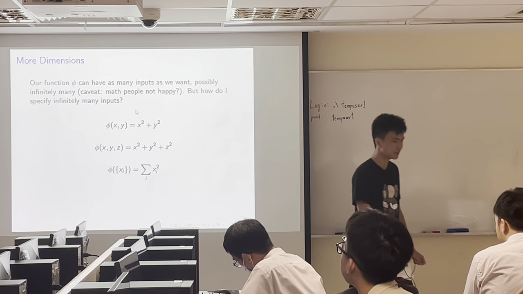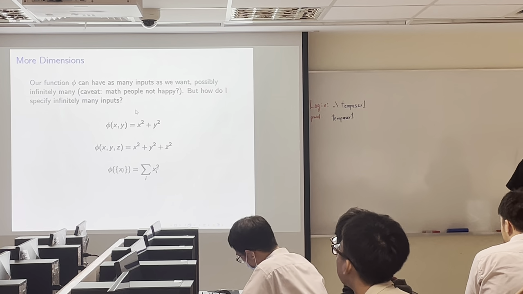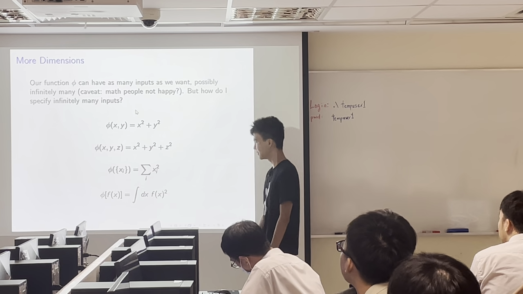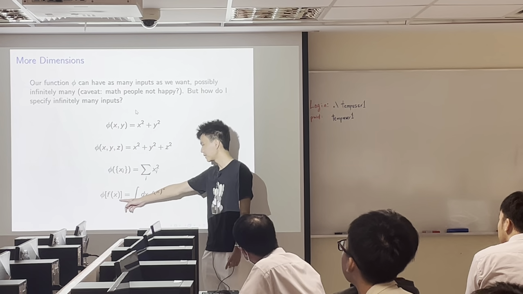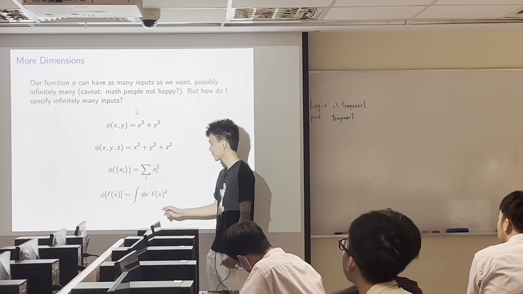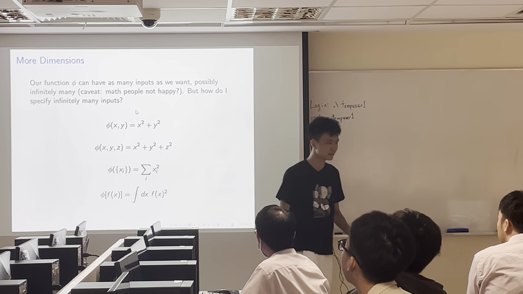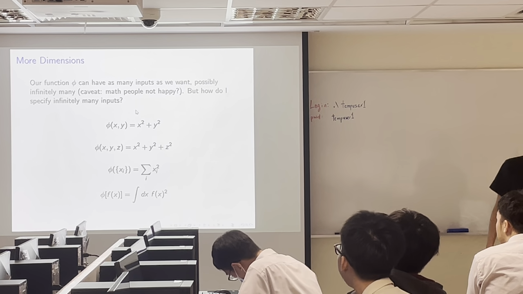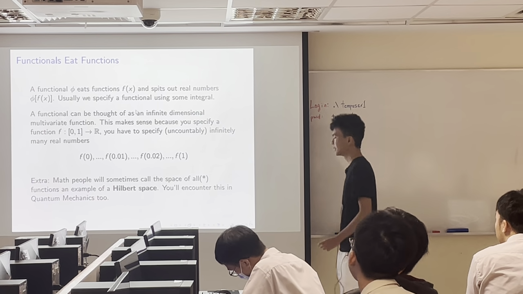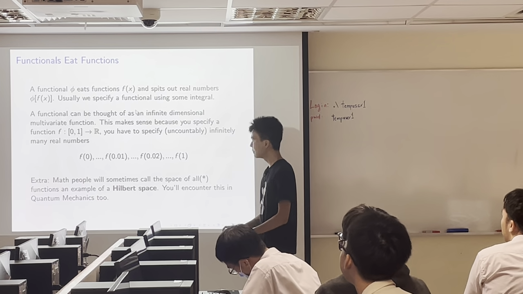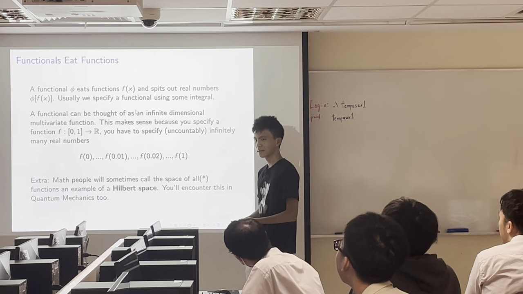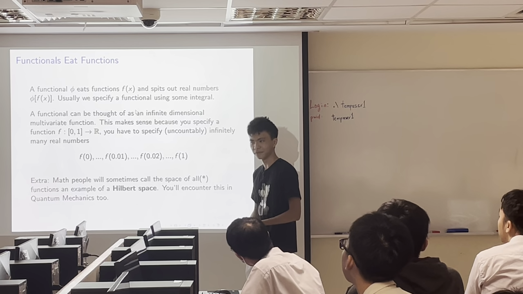Now we're going to do something a bit more extreme. We're going to say infinitely many variables. And how do I represent infinitely many variables? You can represent it with a function, f of x. More on this later. But essentially, this sum becomes an integral. Okay, so now the key idea over here, by bringing us to infinite dimensions, you can think of infinitely many dimensions as a function. In other words, a function can also be thought of as an infinite dimensional vector.